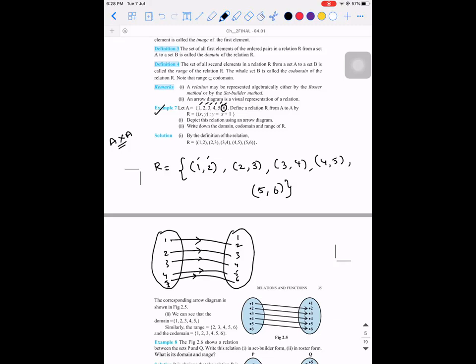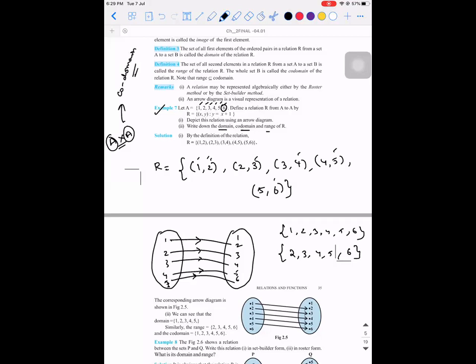Now they are asking, write down the domain, codomain, and range. What is the domain? Domain is 1, 2, 3, 4, 5, 6. What is the range? 2, 3, 4, 5, 6. You are doing A cross A, no? Whatever the second set is, that second set is what is called the codomain.